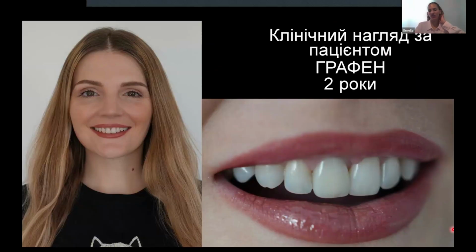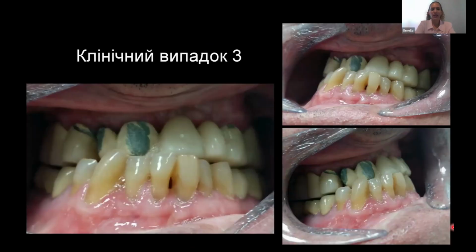The same, what I need to check: color stability, no plaque retention, the soft tissue that continues healthy, okay, and all these things about the final restoration. Also, I have here a very difficult case. It's a class 3 of occlusion.